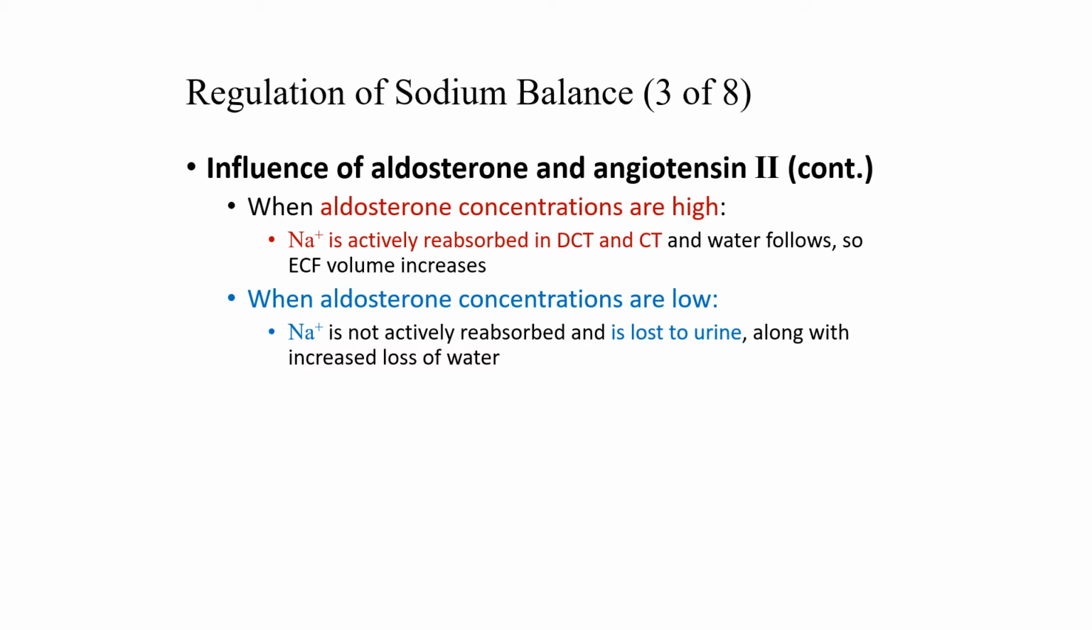So when aldosterone concentration is high, then sodium is being actively reabsorbed into the distal convoluted tubules and the collecting tubules, and because sodium is being actively reabsorbed, water is going to follow it, and this means that extracellular fluid volume increases. When aldosterone concentrations are low, that means sodium is not being actively reabsorbed. It's lost to the urine, and water always follows sodium. Therefore, there's an increased loss of water.